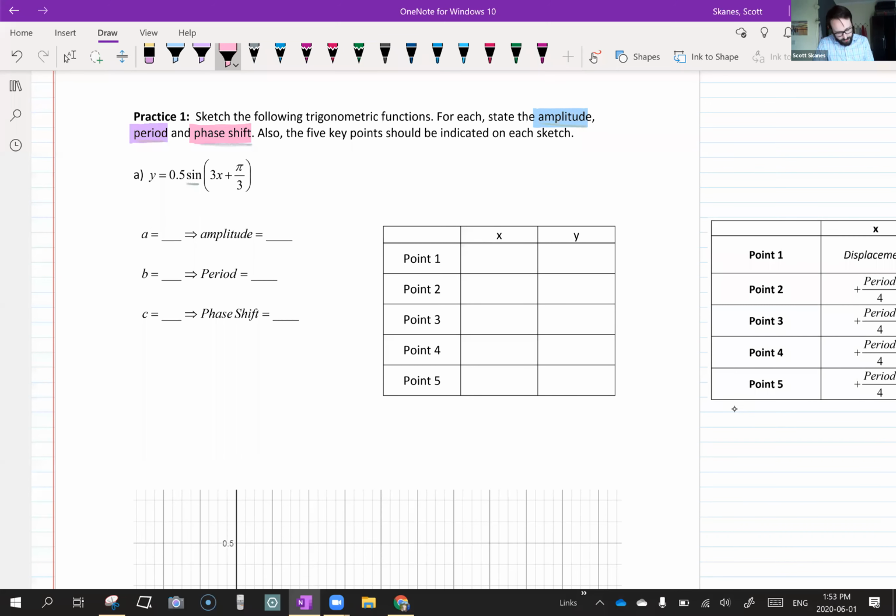So A, what is our A value? Well, that's simple. Our A value is 0.5. I'm going to go ahead and do B and C as well. So what's B? B is the number next to the x, it's 3.